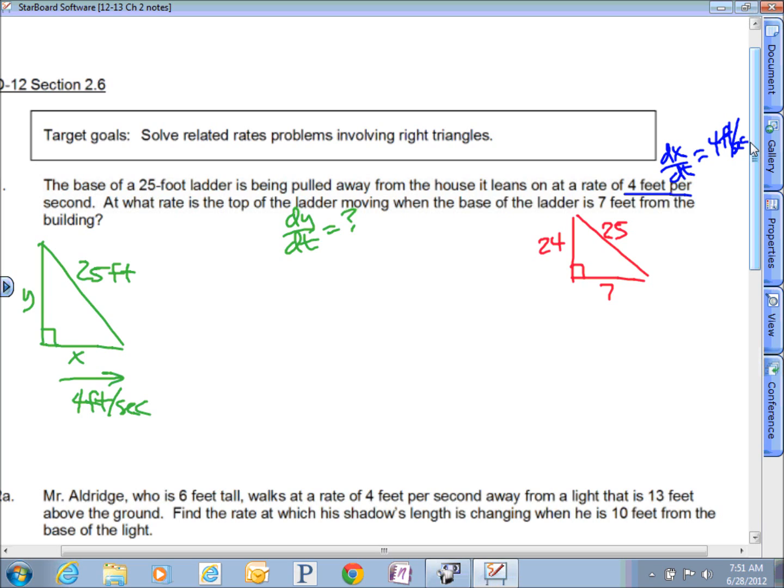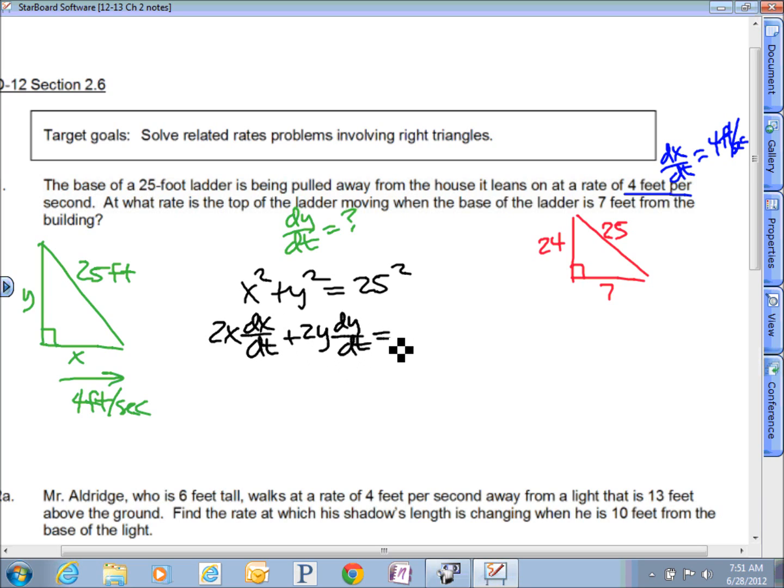So I need an equation to relate those variables together. Relate y with x. Hey, you know what? A nice one would probably be just the simple Pythagorean theorem. x squared plus y squared is 25 squared. And again, if you gave the hypotenuse a variable, that'd be fine. When you go to take its derivative, 2x dx/dt plus 2y dy/dt would be equal to 0. And the nice part about it is if you did call the hypotenuse a variable, when you got to its rate of change, it should still be a 0.